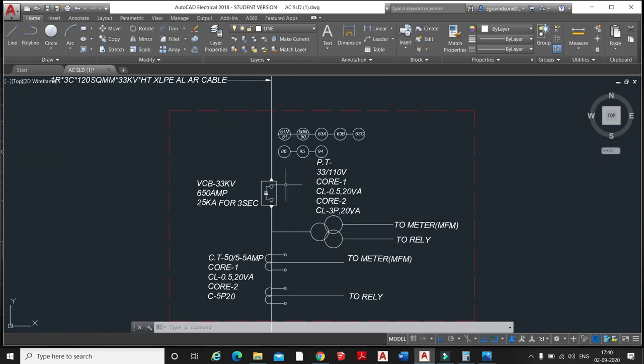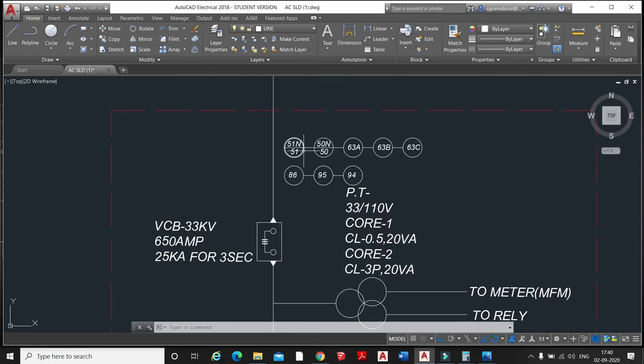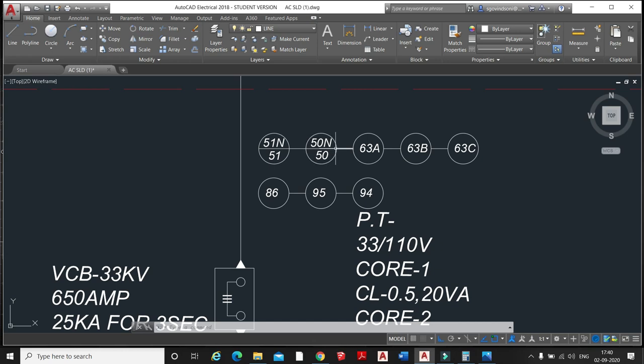So the class of the first core is 0.5, 20 VA burden, and the second core is 3P, 3% error, and P means protection. Okay, and this is your circuit breaker. It's 33 kV, 650 ampere, 25 kA for 3 seconds. And these are the relays: IDMT earth fault relay, IDMT instantaneous, IDMT overcurrent relay, and this is your instantaneous overcurrent earth fault relay.